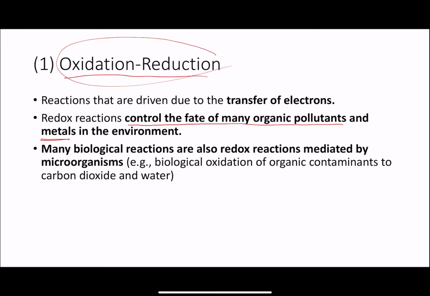And of course, once we come to biological treatment, we know that many biological reactions also depend on redox reactions, which are mediated by bacteria, by microorganisms. This includes biological oxidation of organic contaminants to carbon dioxide and water.